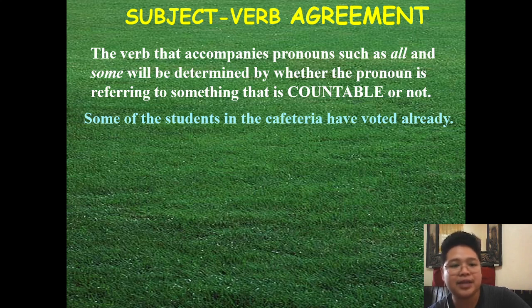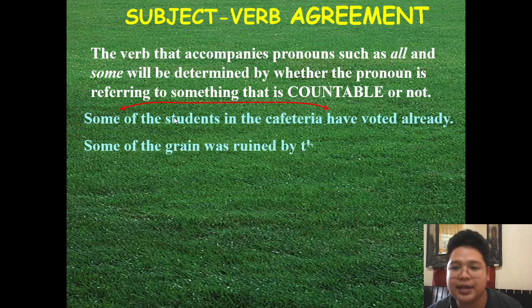So you have to make sure that it could be counted or not. Some of the students here, can we count the students? Yes, of course. So we can count the students. So the students here are plural because we use the word students with an S. So the verb here is "have". Okay, so we use "have" in order for the subject to agree with the verb.